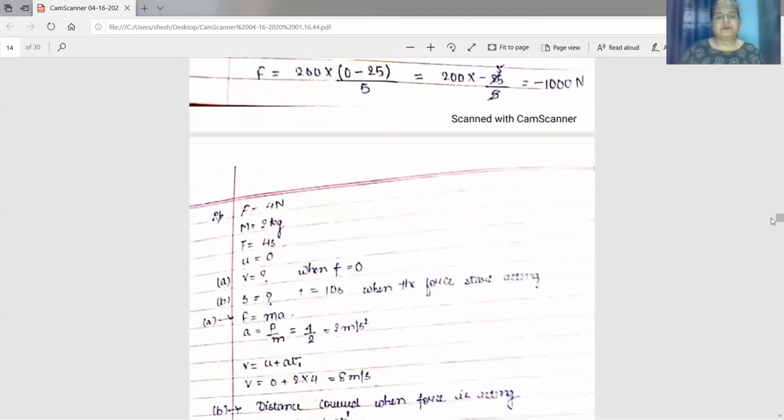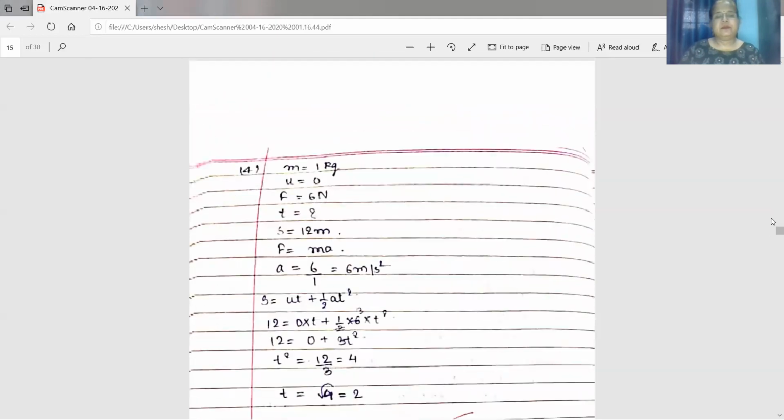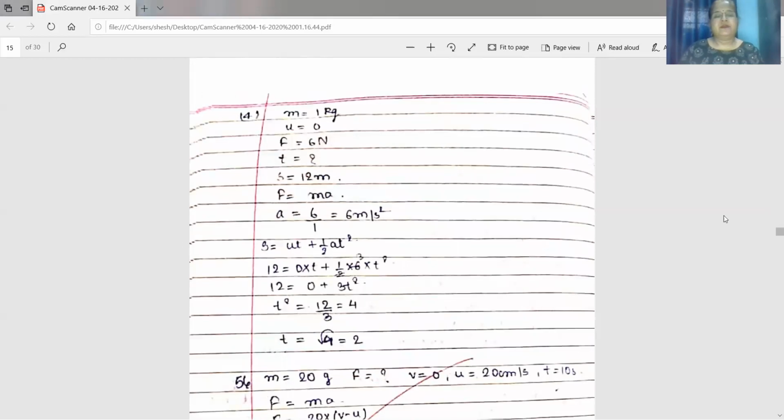Number 4. Mass is given, 1 kg. Initial velocity is 0. Force applied is 6 Newton. You are asked to find out time. Distance covered is 12 meter. Now using these two, F and m, find out acceleration. F equals ma, so a equals F by m. F is 6 Newton, mass is 1, so you are getting 6 meter per second square.